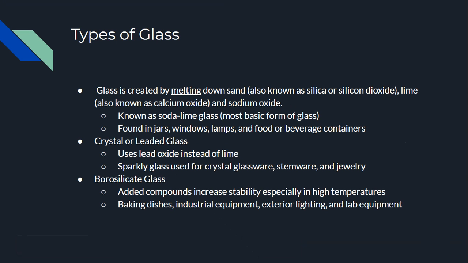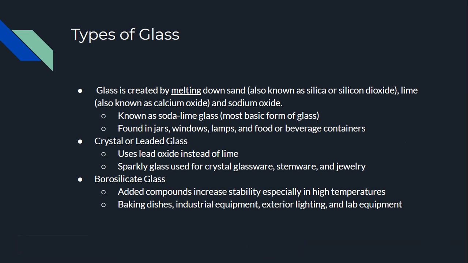So your typical glass is created by melting down sand, also known as silica or silicon dioxide. Then they add lime, which is calcium oxide, and sodium oxide, and this creates what's known as soda-lime glass, which is your most basic form of glass. They use it in making jars, windows, lamps, and food or beverage containers.